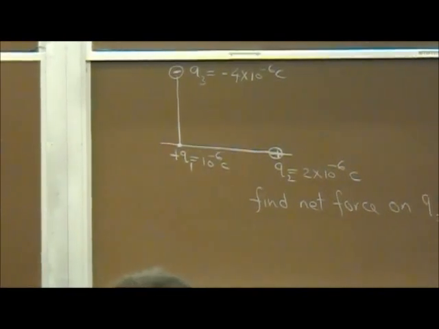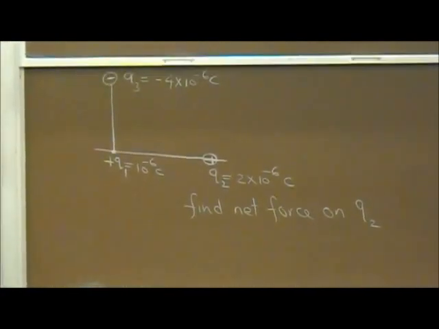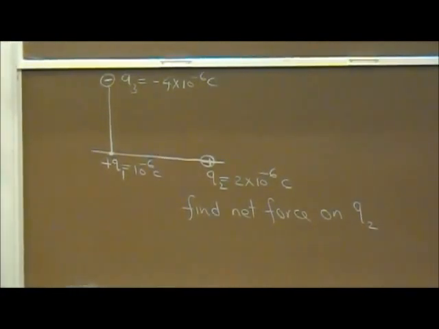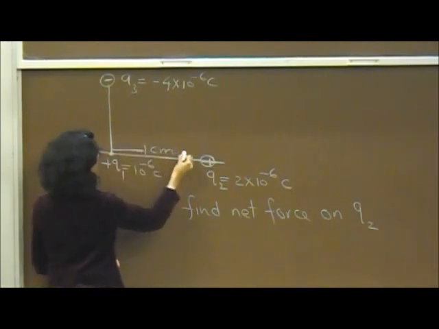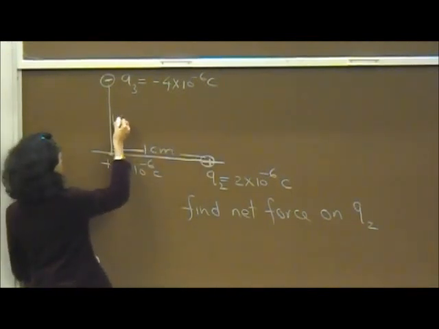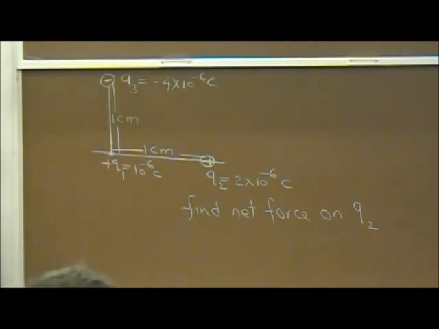Okay. So again, what should be the procedure? By the way, we are given that each of these distances is 1 centimeter, let's say. This is 1 centimeter, and this is 1 centimeter. Should we draw a free body diagram for Q2? We should, yeah.